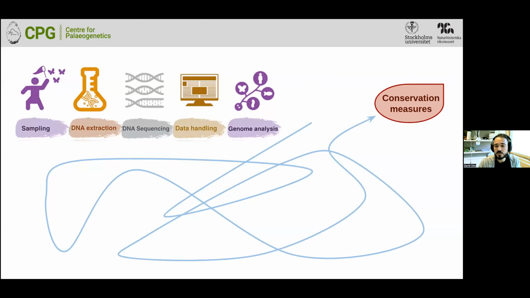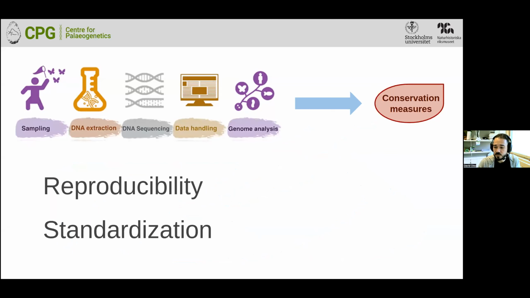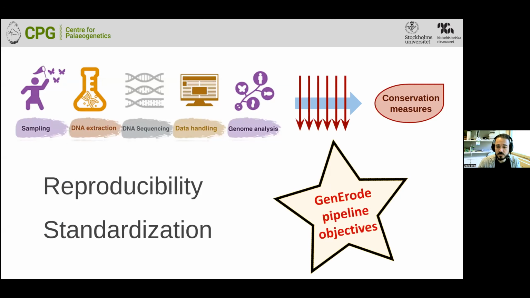I'm not going to go into these questions, but I want to focus on at least two of them that are relevant for this symposium, which are the lack of reproducibility between studies and the standardization of measures. This is relevant for endangered species when we want to compare what's going on with different species at the genome level. So yes, this is important, and this is among the objectives that we had when we decided to develop our pipeline, GeneRoad.